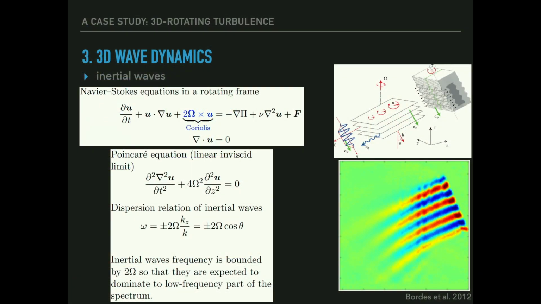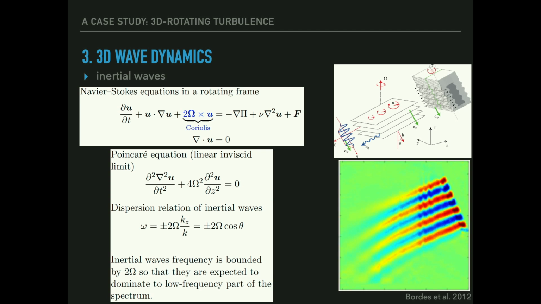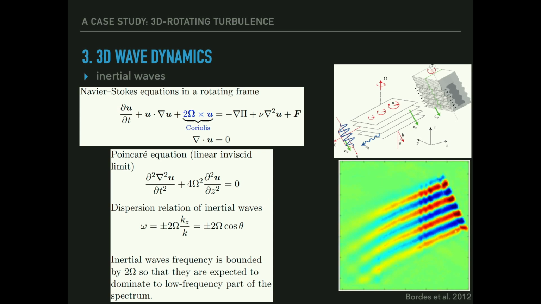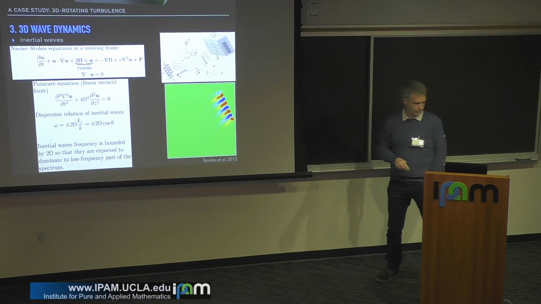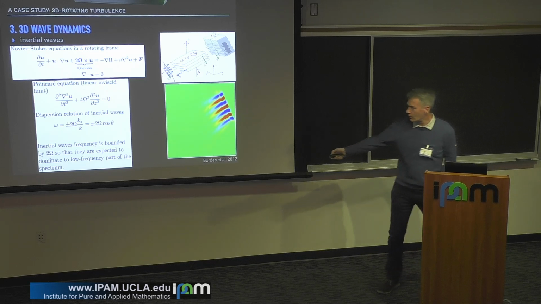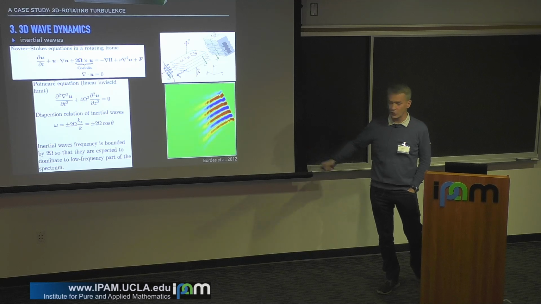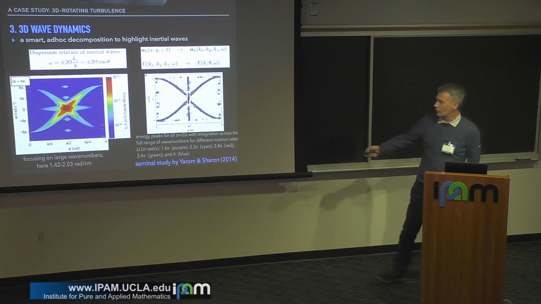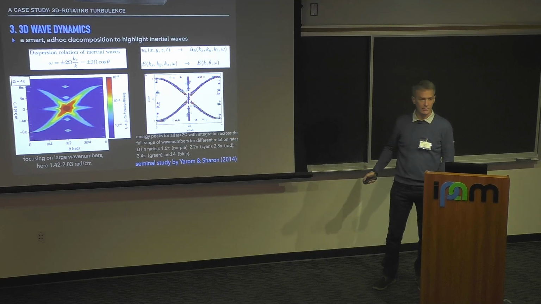So they put a wave maker in a rapidly rotating system, and this is a PIV measurement of the waves they excite, depending on the frequency they chose. Okay, so omega equals plus or minus 2 times the rotation rate times the cosine of the angle. This is exactly these two curves here.